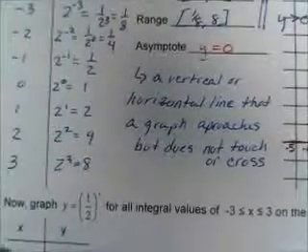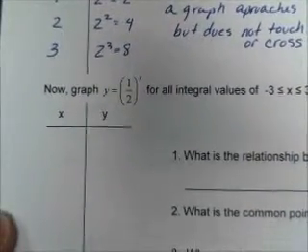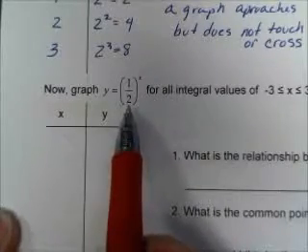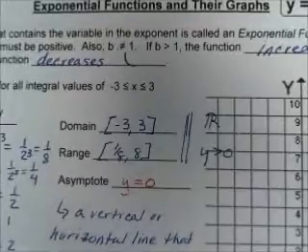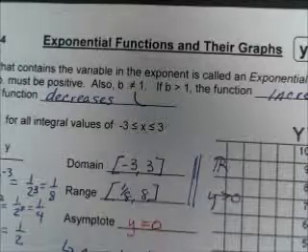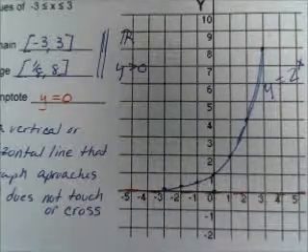Next, we want to graph y equals 1/2 to the x. So here our b value is less than 1. So that means we go back to when our b value was 2, greater than 1, it's increasing. It's a curve going upward. And now, let's again fill in the table here.